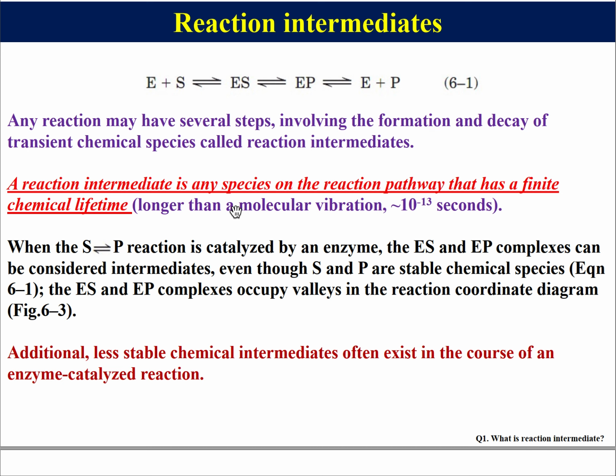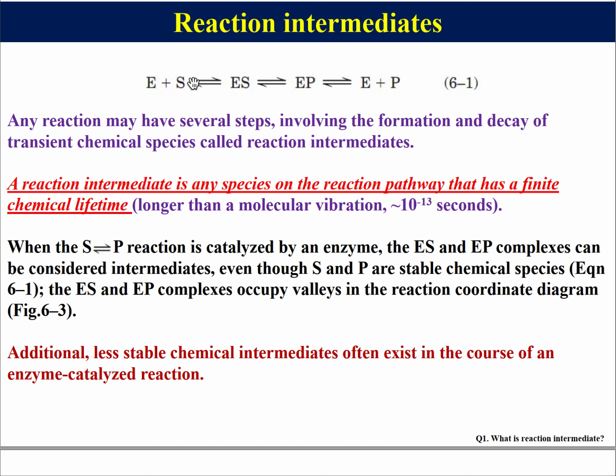So what are reaction intermediates? Any reaction may have several steps involving the formation and decay of transient chemical species called reaction intermediates. A reaction intermediate is any species on the reaction pathway that has a finite chemical lifetime longer than a molecular vibration, which is approximately 10 to the power minus 13 seconds. So when a substrate to product reaction is catalyzed by an enzyme, the enzyme-substrate and enzyme-product complexes can be considered intermediates.